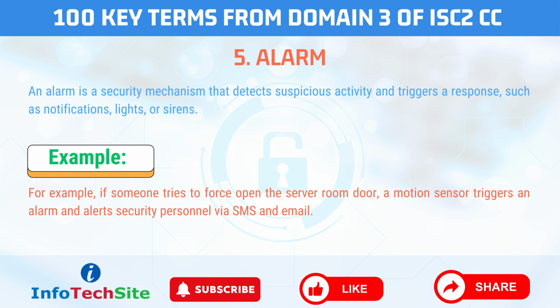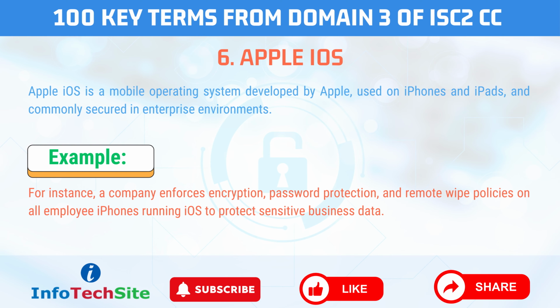5. Alarm. An alarm is a security mechanism that detects suspicious activity and triggers a response, such as notifications, lights, or sirens. For example, if someone tries to force open the server room door, a motion sensor triggers an alarm and alerts security personnel via SMS and email.